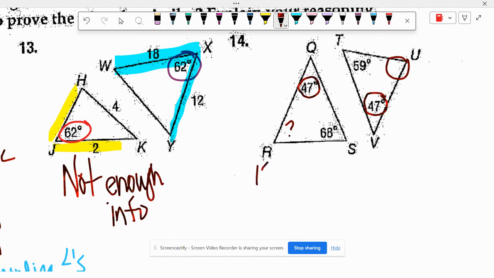Add them together. 180 minus 47 plus 68. If these triangles are similar to each other, then this sum right here should equal 59. What is 180 minus 47 minus 68?